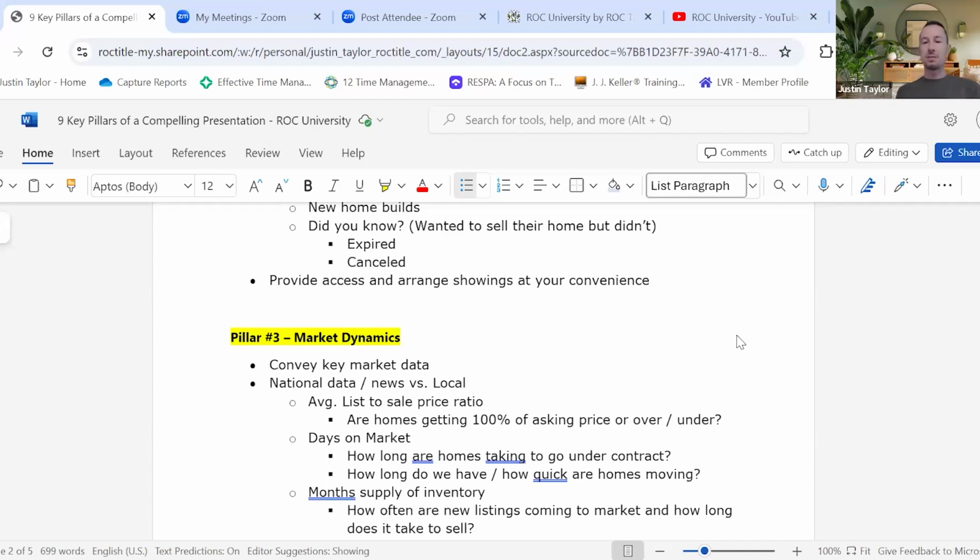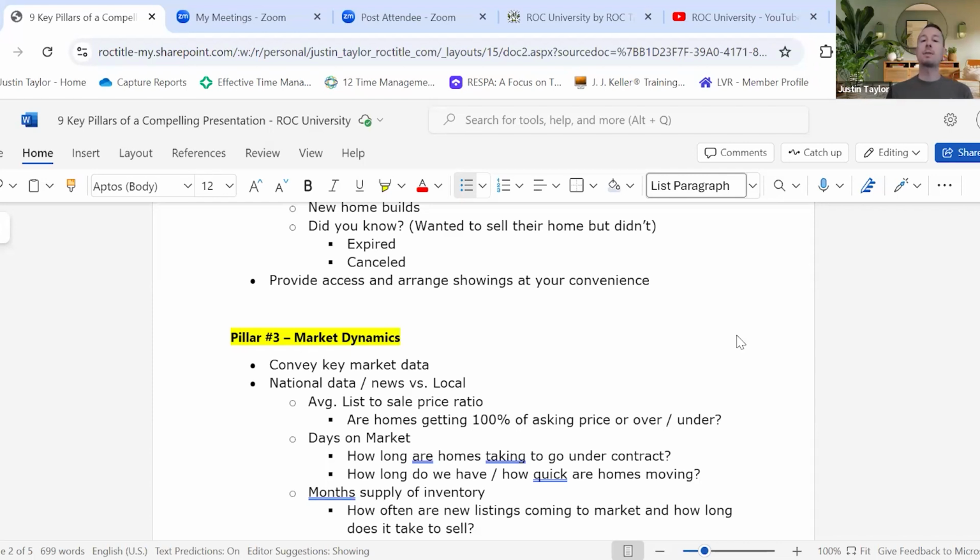But isn't it easier to convey the message and reasoning why you may not want to go that low? Well, because the majority of the market is getting 100% asking price, or maybe they're getting over. I know this is at 600,000, and quite frankly, all the homes that have sold in the last 30 days, 45 days, have been getting over asking. They've been getting 101%, 102%, whatever it may be. Or are they getting under?